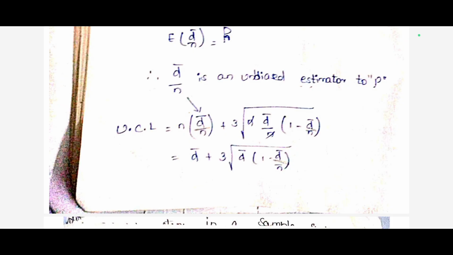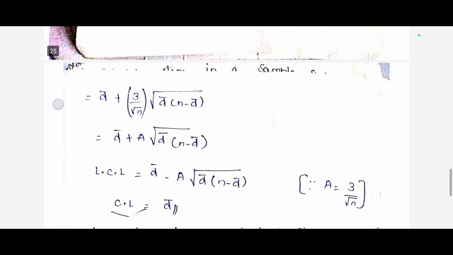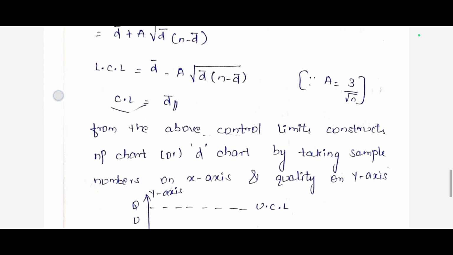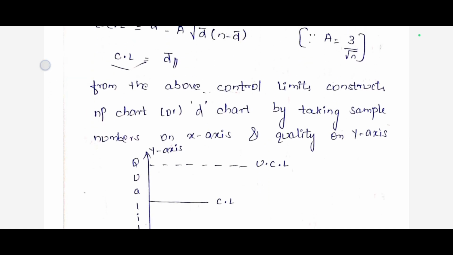So from that we can write the UCL values. What are the UCL values? n gets cancelled: D bar plus 3 into under root of D bar of 1 minus D bar. Similarly, you may have the capital A values also, 3 divided by root n. LCL values also: D bar minus A into under root of D bar of n minus D bar. What is CL? That is D bar.